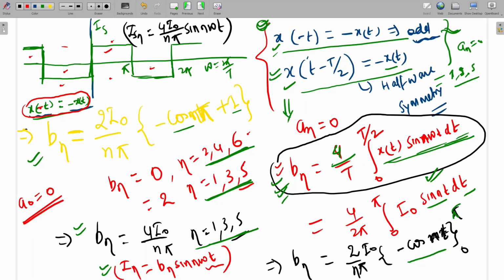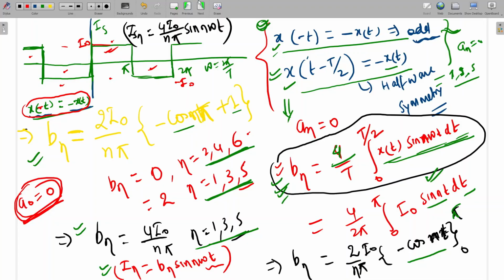See, if this negative portion were less and the positive portion more, then only the average would be nonzero. A naught means what? DC value. So the DC of this waveform, 0 to pi, pi to 2 pi. From 0 to pi it is I naught and from pi to 2 pi it is minus I naught. So this plus area and minus area are equal. So A naught will be 0. Is it clear? Can I move to the next?